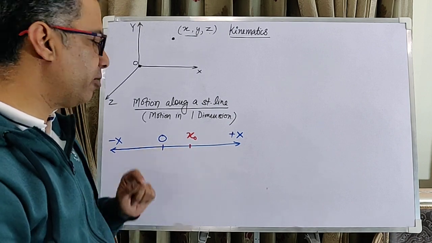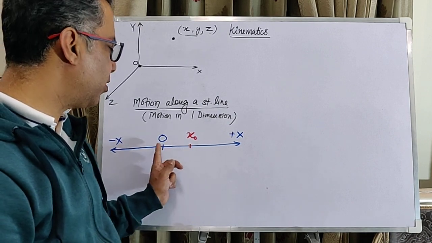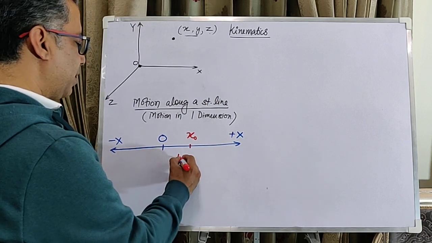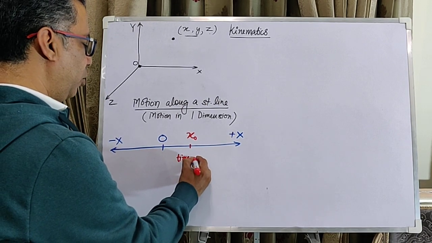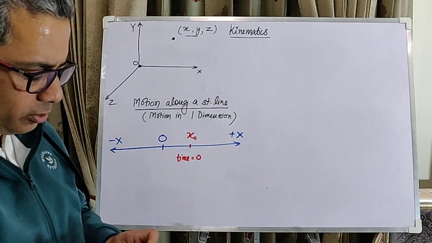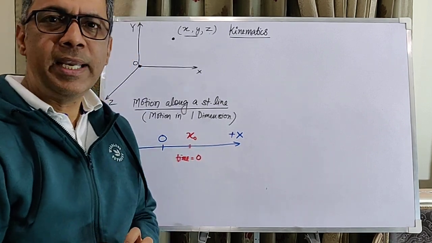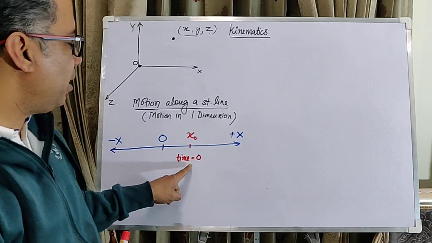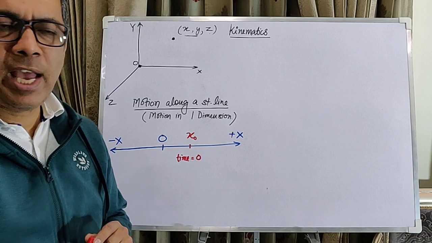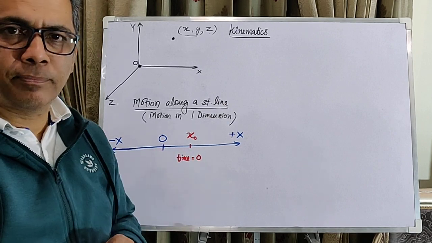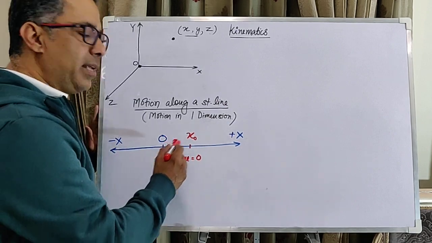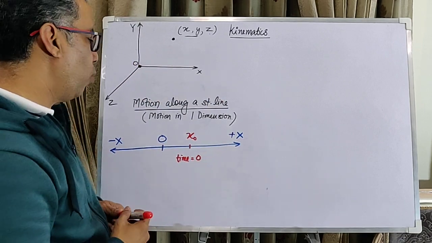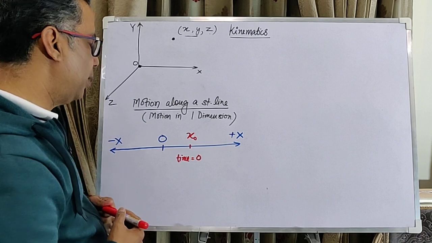The object is here as of now. This is the x coordinate, x0. The observation is made at time equals 0. That's what the stopwatch will show immediately after it is switched on. So at time equal to 0, this is where we have observed our object. As the object now moves, we will be looking at various things about its motion.